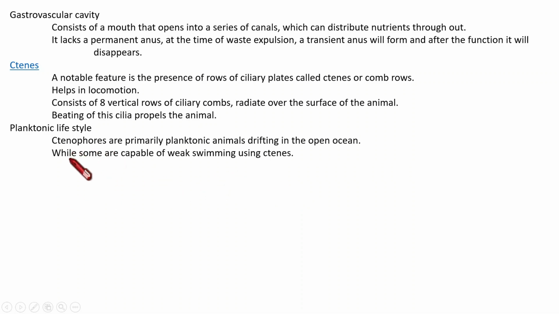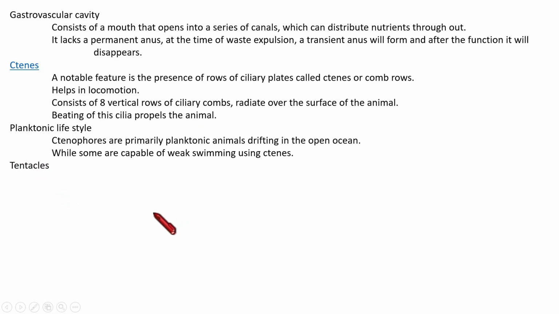And we cannot say one more thing. We cannot say that all the ctenophores have this planktonic lifestyle. Some are weak swimmers too, using the cilia, arranged in a comb-like pattern, by the beating of that cilia. Some members that come under the ctenophores can swim. They are weak swimmers.